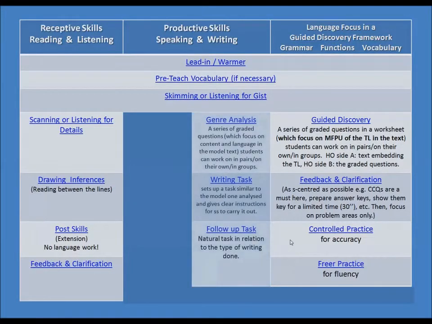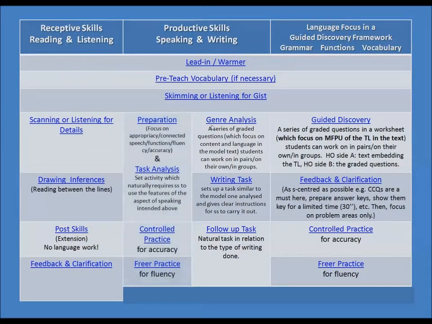In terms of writing, it is very similar. We would have a genre analysis task where we would basically help the students to notice the key and distinct features of the text that they will be writing later. So it's a model that they analyze, followed by a writing task based on the model that they saw in the genre analysis. And then there would be a follow-up task, which would be a natural task in relation to the type. So for example, if they were writing emails, a natural task would be for them to write a real email or to reply to the email they received from their partners.